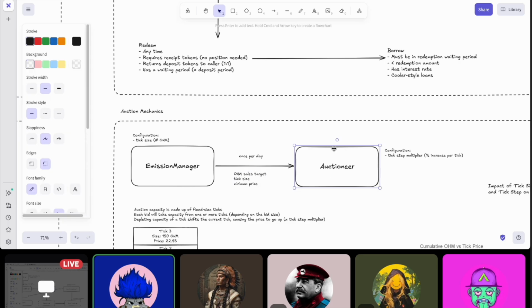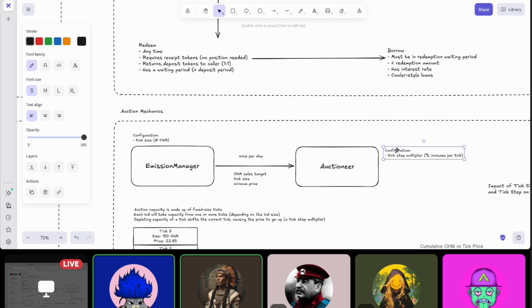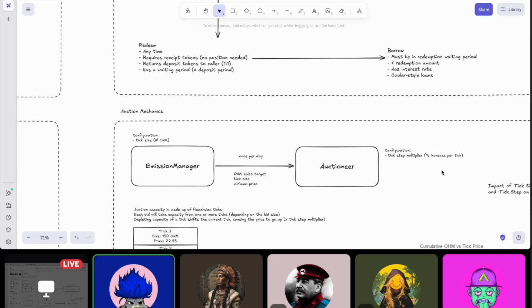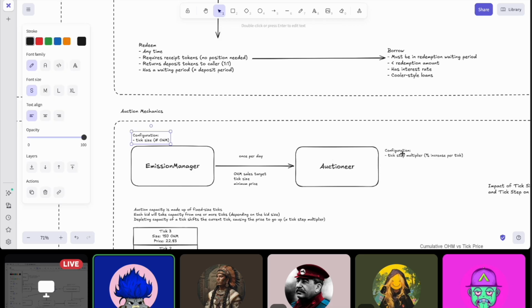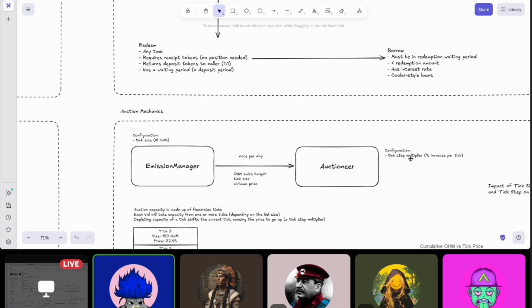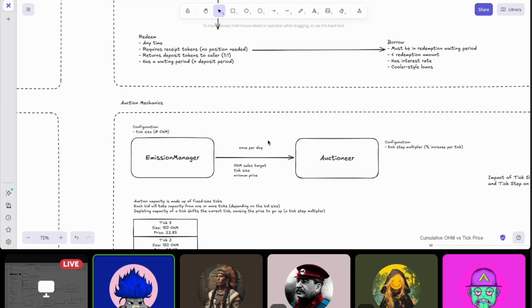And then we have the auctioneer, which is configured to work with the deposit asset, in this case USDS, and it's configured with a tick step multiplier, which determines how the price changes as the active tick changes. So that will make a little bit more sense in just a second. But I wanted to highlight that these two configuration parameters are really important, and they change a lot of the behavior. And there's some parallels with liquidity pools there as well, at least Uniswap v3.